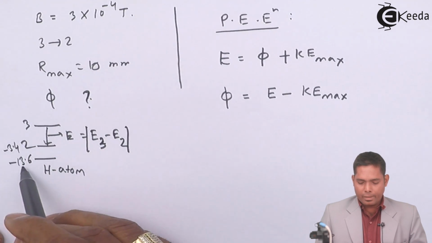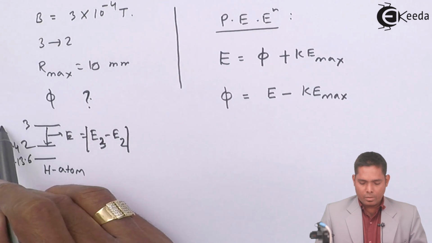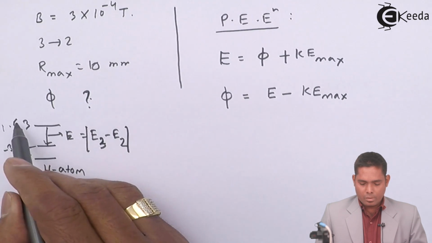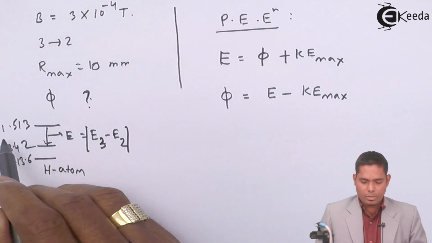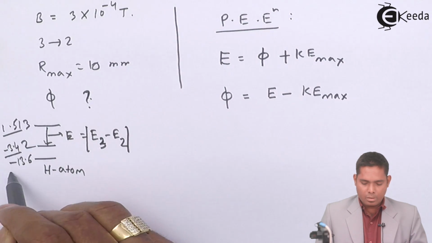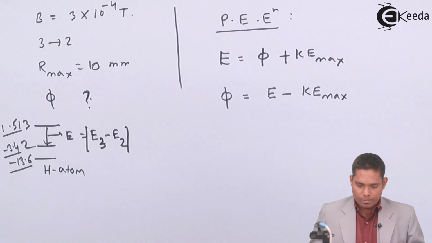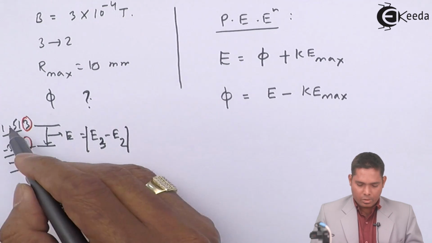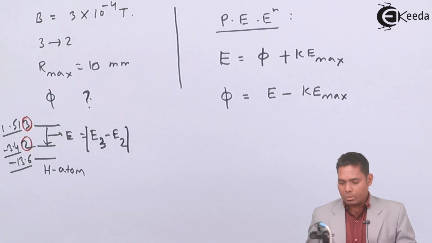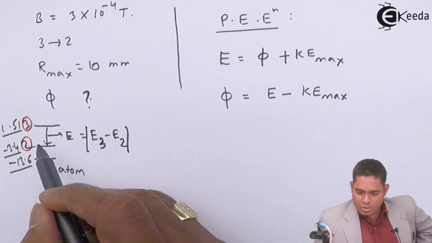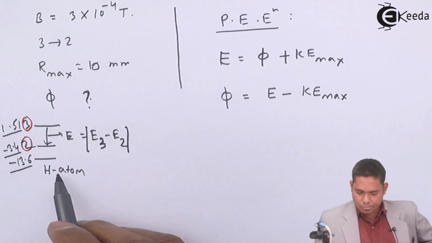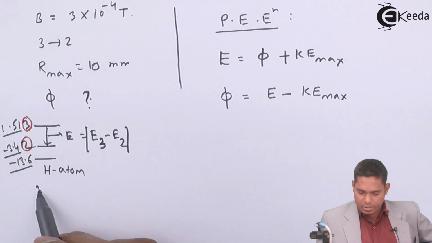If you divide by 9 here, then 1.51. So these are the orbit numbers, and these are the actual energies of the electron in those orbits. So the transition is from here to here, so I can take the difference. So it is 3.4 minus 1.51.